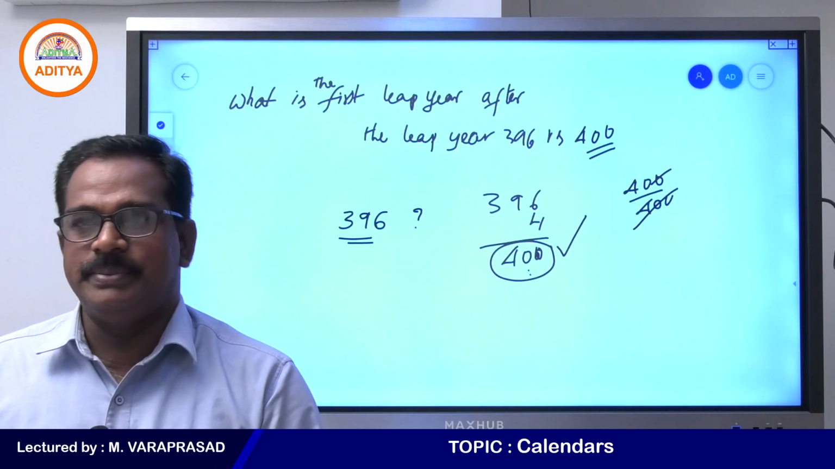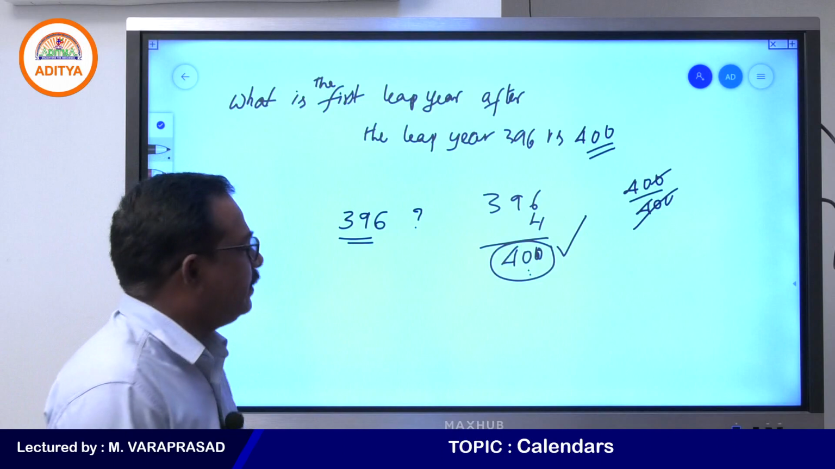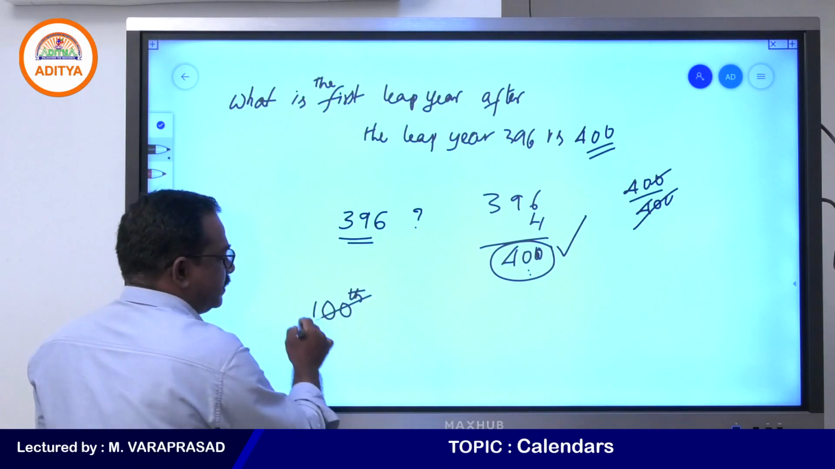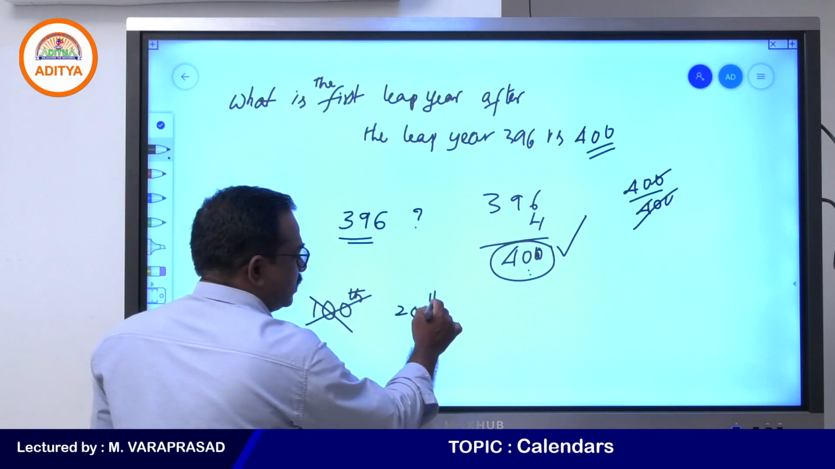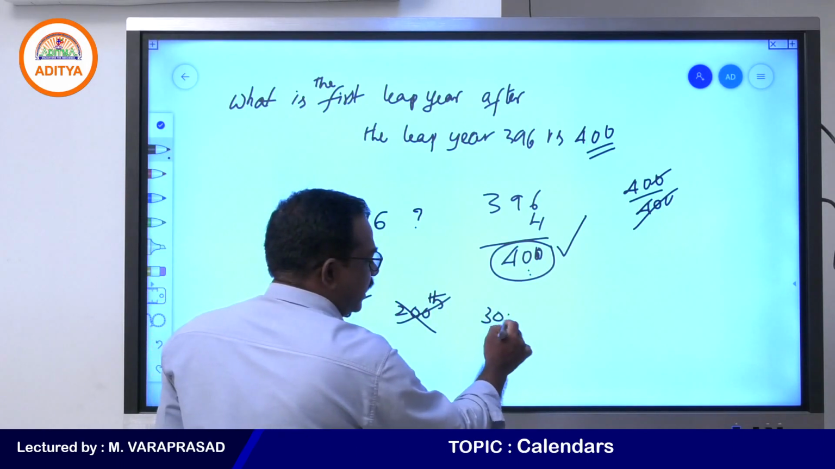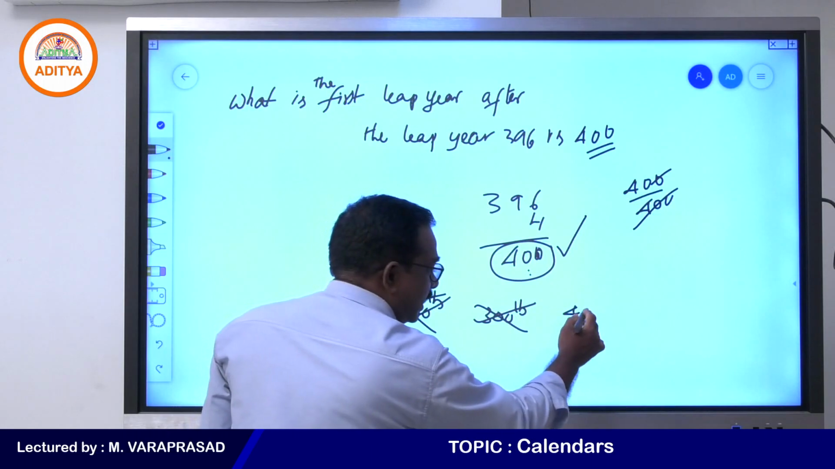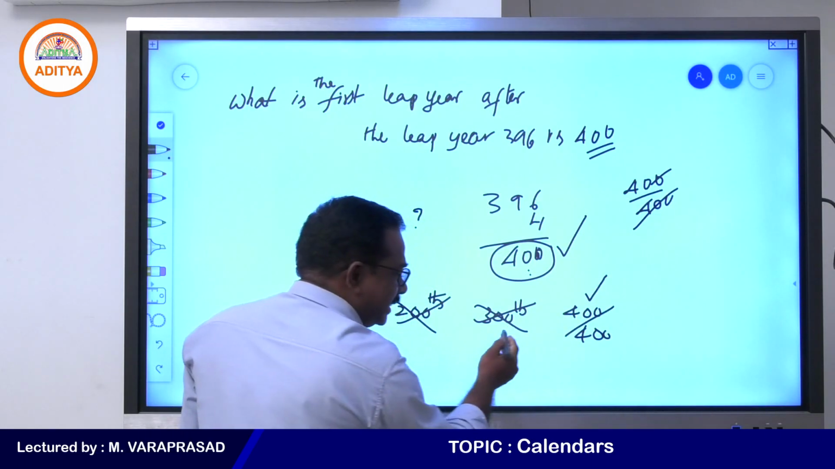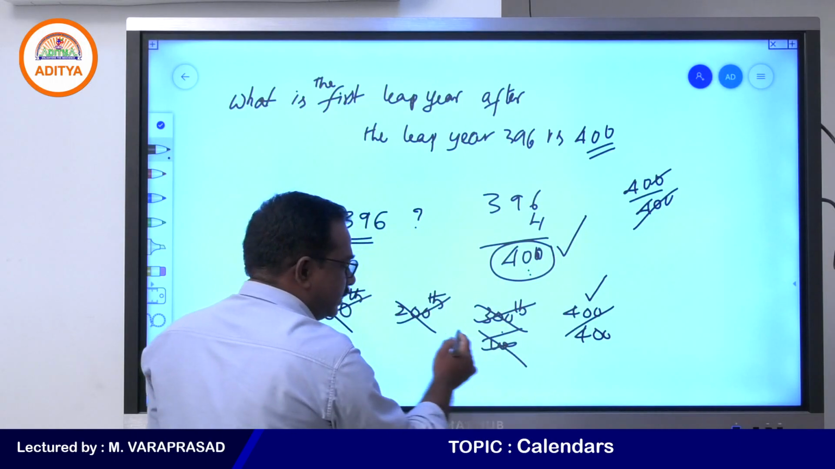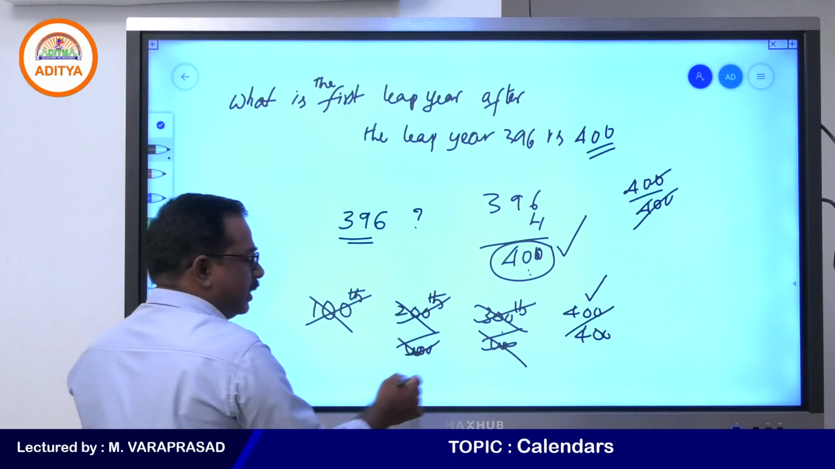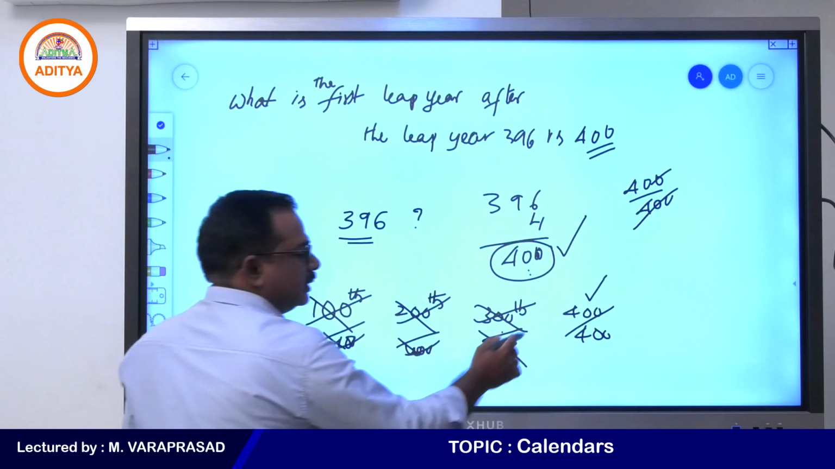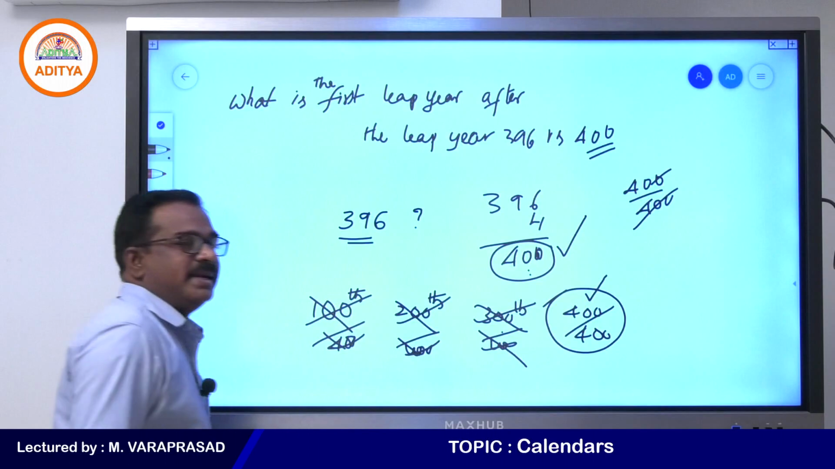Yes, it is a leap century. The 100th year is not a leap century, 200 is not a leap century. 300 is not a leap year. 400 is a leap year, because it is divisible by 400. The others cannot be divisible by 400. So this is a leap year in centuries.